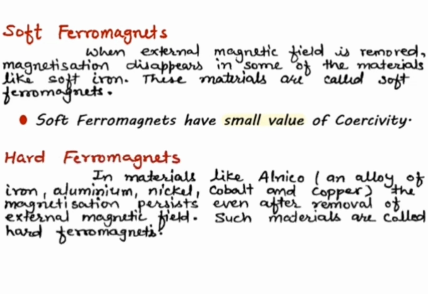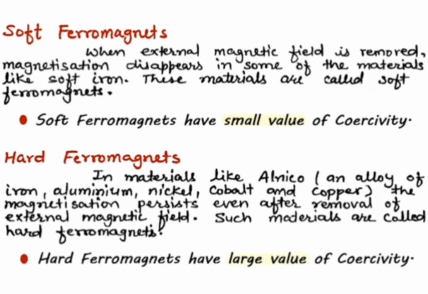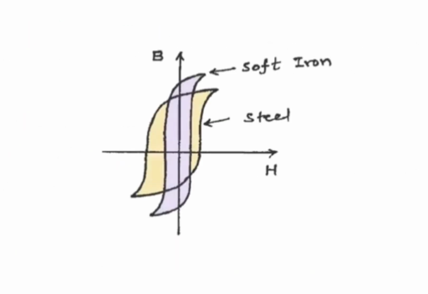Then for hard ferromagnets, materials like alloys of iron, aluminium, nickel, the magnetization persists even after the removal of the external magnetic field. Such materials are hard ferromagnets, and the value of the coercivity is large. So we can say that a soft ferromagnet shows a narrow hysteresis curve and a hard ferromagnet shows a broad hysteresis curve. That means for steel the curve is broad.